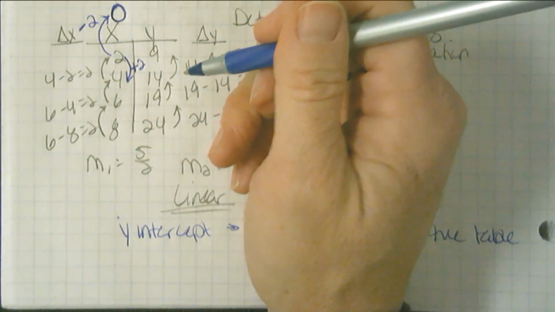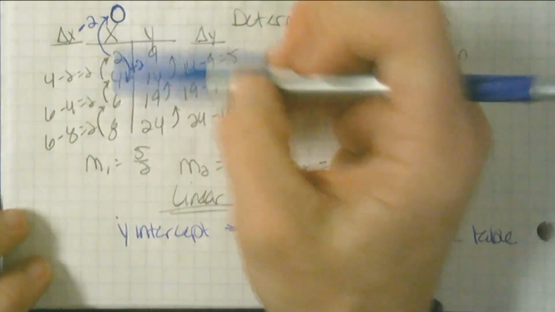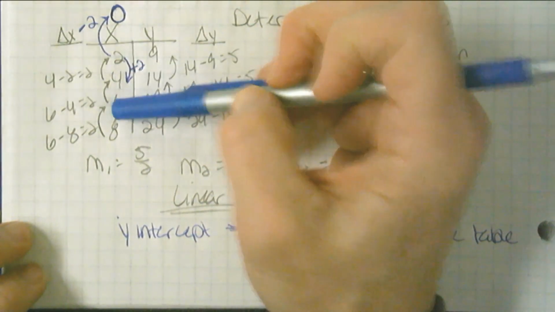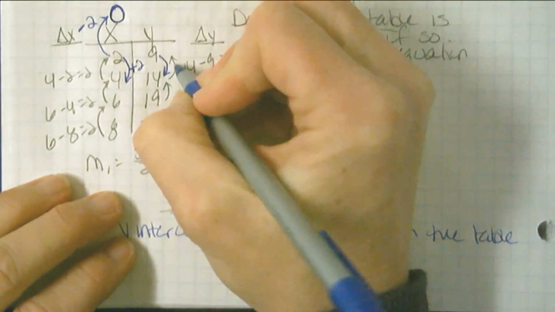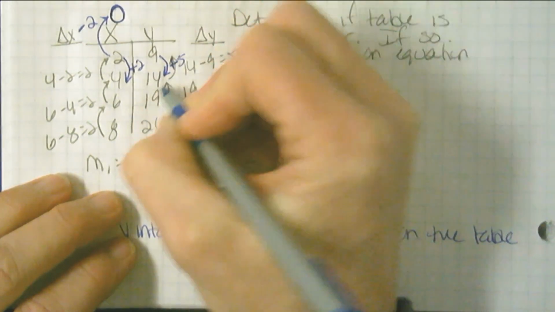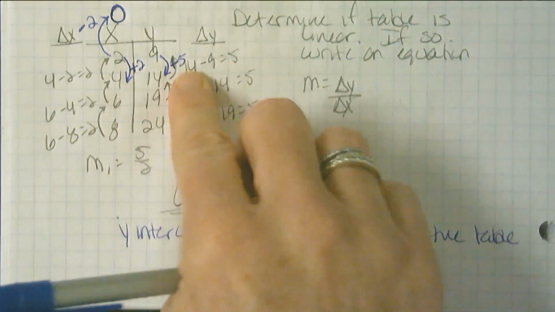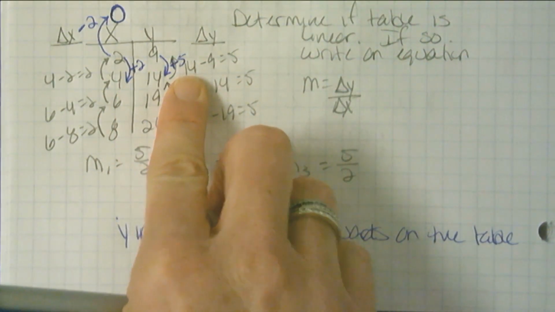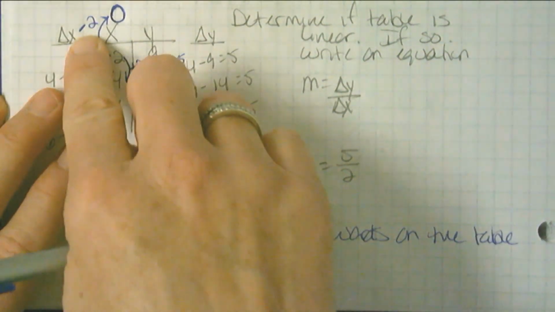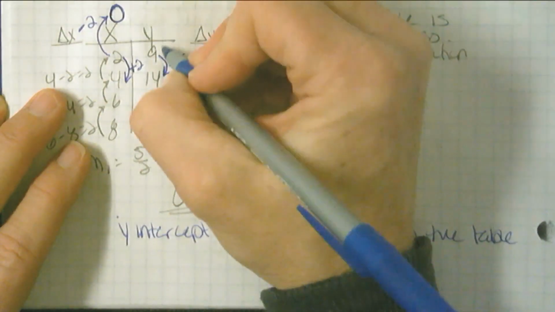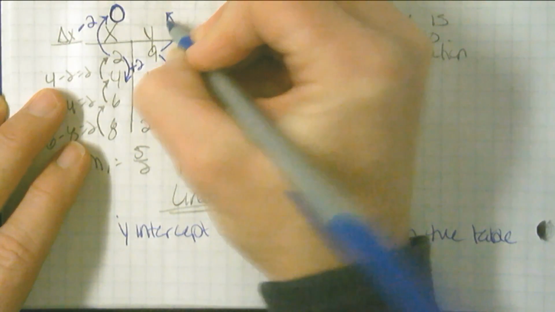Does that make sense to you guys? So to go from the first to the second, I added 2. I added 2. I added 2. And that correlated in my y's with adding 5. So when I added 2 to my x's, I added 5 to my y's. How many of you recognize that? Okay. So if I subtract 2 from my x, how am I going to get its corresponding y value?